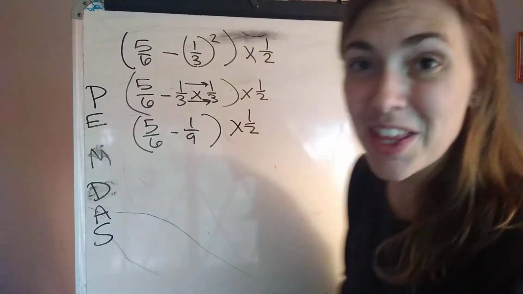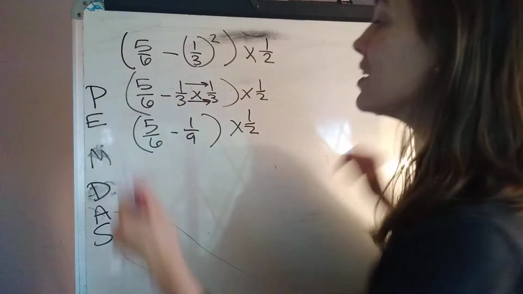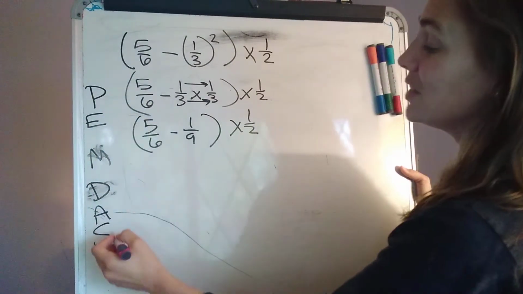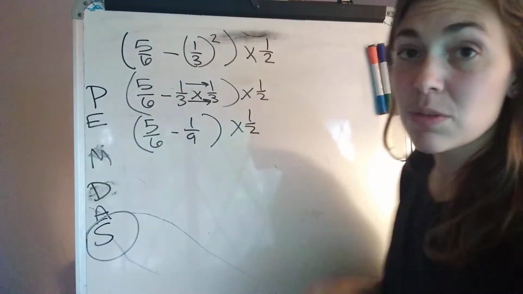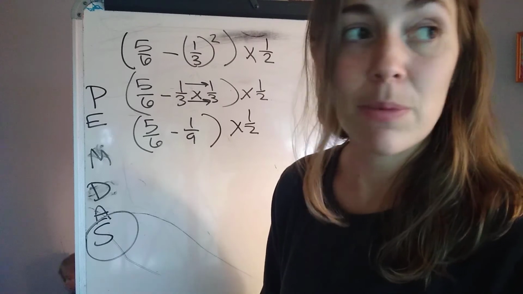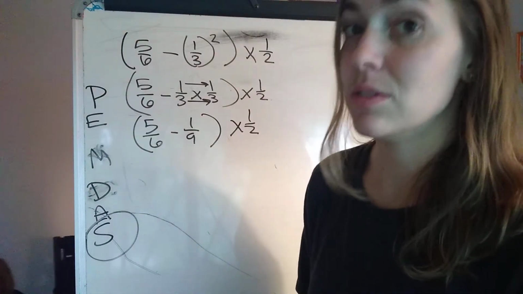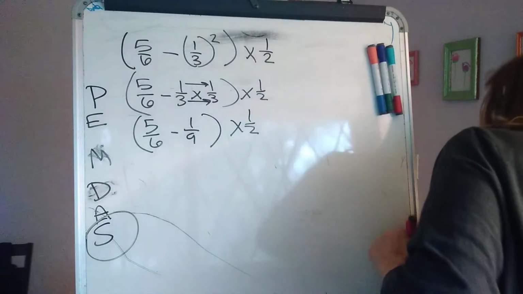Are we finished with the parentheses? No. So we still need to work in here. We need to subtract. The first rule of subtraction, besides making sure that they're in improper fractions, is finding a common denominator.